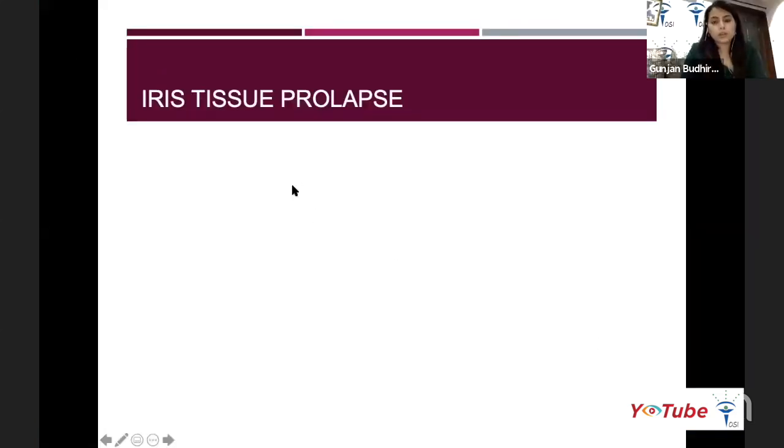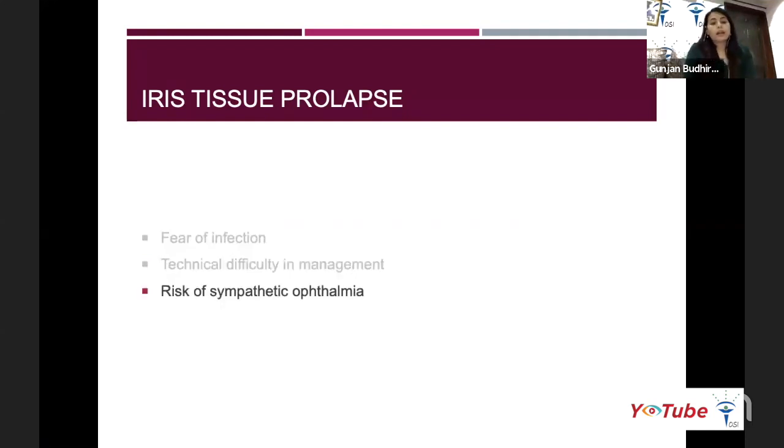Iris tissue prolapse is very scary, because there's a fear of infection, technical difficulty in management, and obviously the risk of sympathetic ophthalmia. This term is very important for everybody to know, because it will definitely be asked in your exams, either as a written question or in the viva, because it's a very deadly complication. Especially now that VR surgeries are also very common, multiple VR surgeries are common, so we should know this term in a comprehensive way, and also know the treatment in such patients.